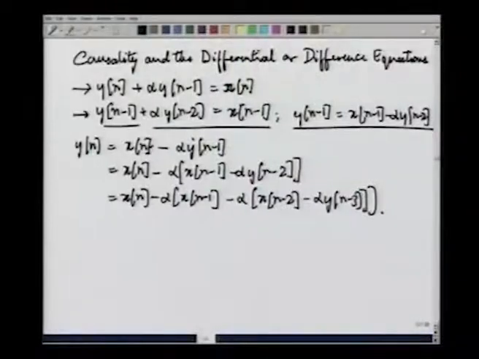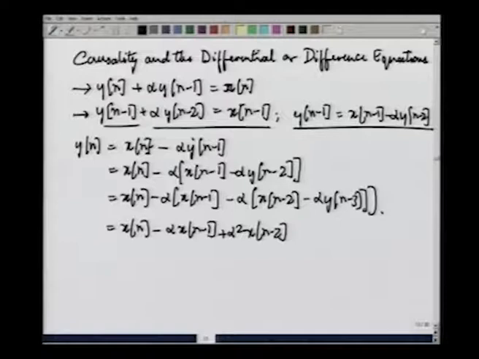Let us see the terms that we have already collected. They are x n minus alpha x n minus 1 plus alpha squared x n minus 2 minus alpha cubed x n minus 3 and so on.